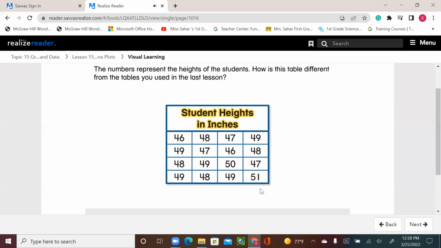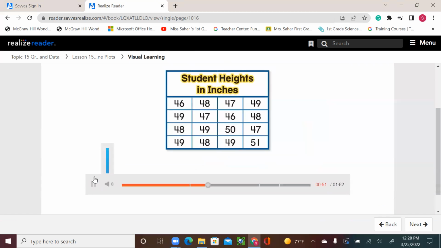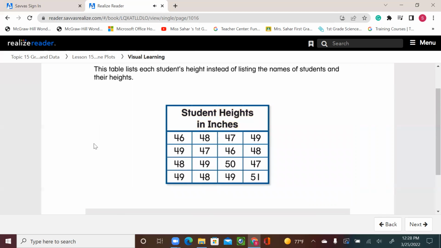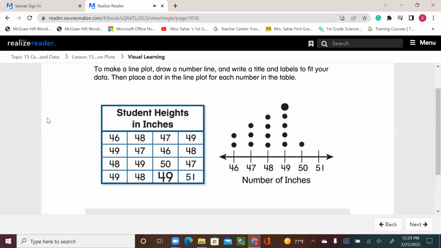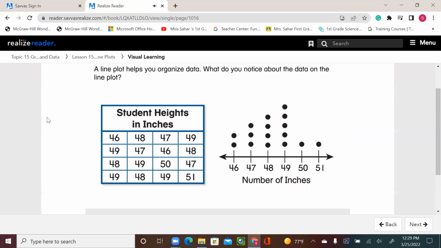How is this table different from the tables you used in the last lesson? This table lists each student's height instead of listing the names of students and their heights. To make a line plot, draw a number line and write a title and labels to fit your data. Then place a dot in the line plot for each number in the table. A line plot helps you organize data. What do you notice about the data on the line plot?